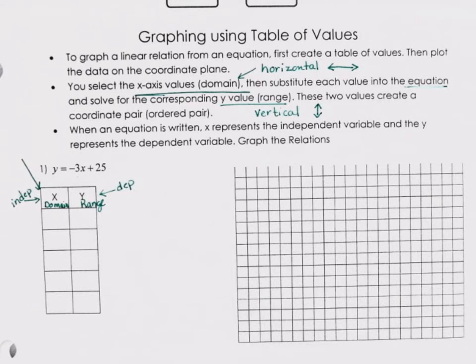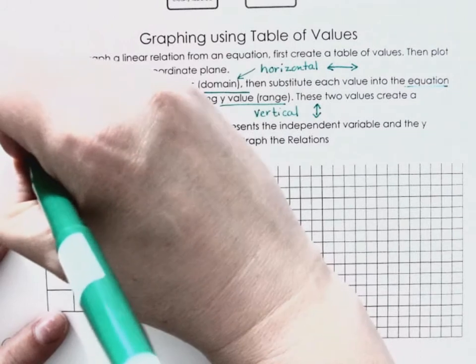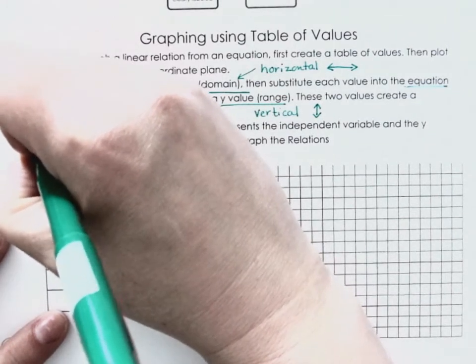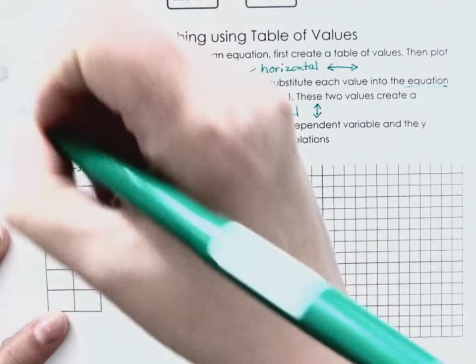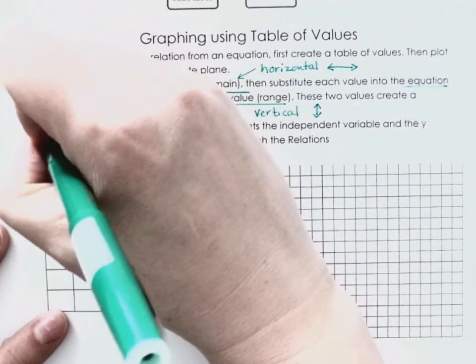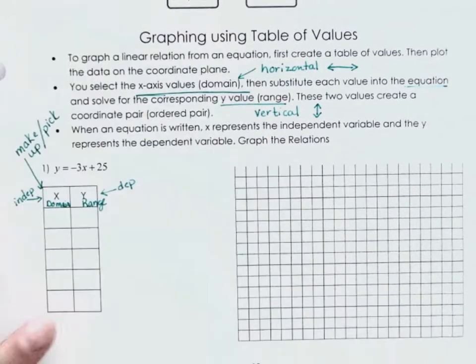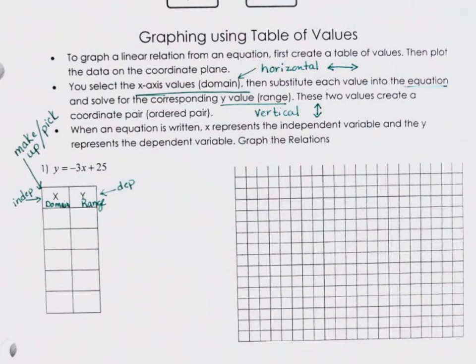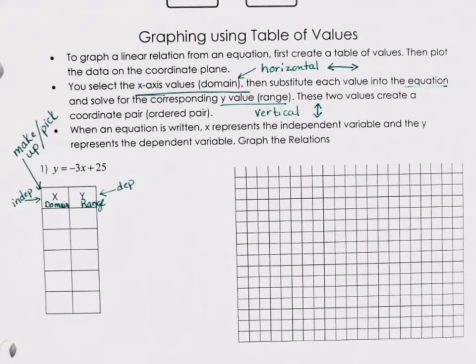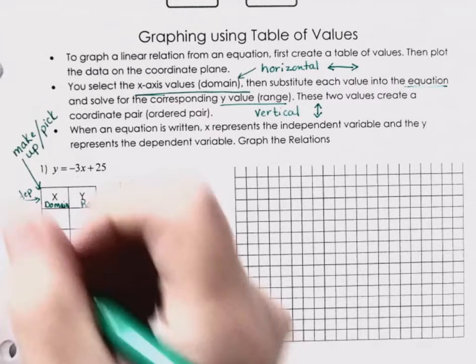Okay, so the x values. We're going to make up the independent ones. Or maybe we'll say we're going to pick those ones. So we get to pick them. And what I like to do is I like to take a few negatives, I like to take 0, and I like to take a few positives. So I'm pretty consistent in the values that I pick. You can pick different ones if you like. There is no problem with that. But these are the ones I like to pick.